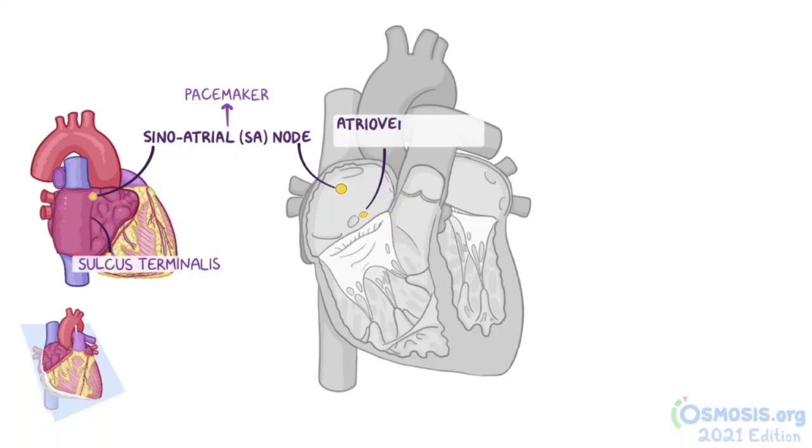Then, there's the atrioventricular, or AV node, which is a smaller bit of nodal tissue located in the posterior-inferior region of the intraatrial septum near the opening of the coronary sinus.